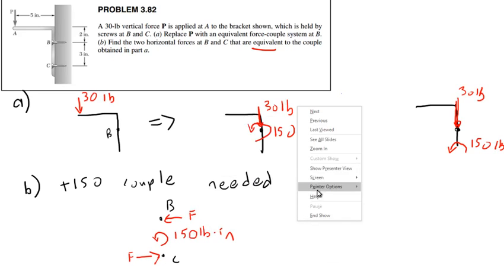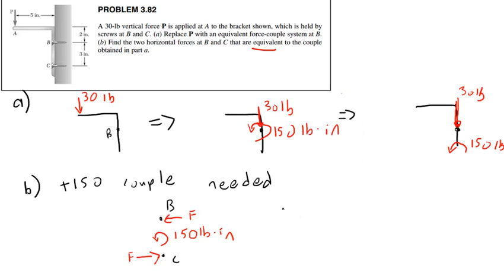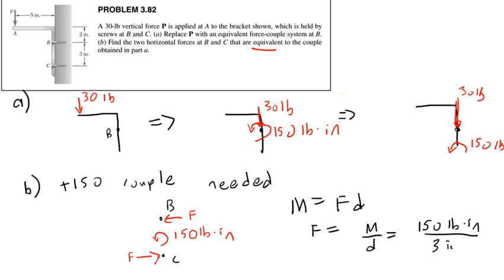And so then we can simply say, this is a couple again. We can just go back to the definition of a couple. Moment is F times D. F equals M over D. 150 pound-inches over 3 inches equals 50 pounds. 50 pounds of force, and that will be our answer. So we have a 30-pound force down here, and that's going to be equivalent.